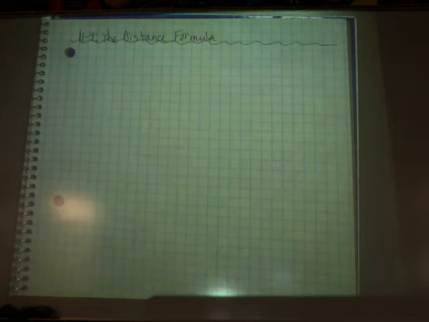Does anybody remember learning the distance formula in middle school? Everybody in here should have had it. It is part of your 8th grade standards. Okay. Here's what the distance formula is used to find: the distance between two ordered pairs in the coordinate grid.